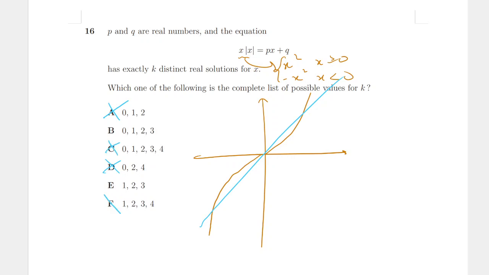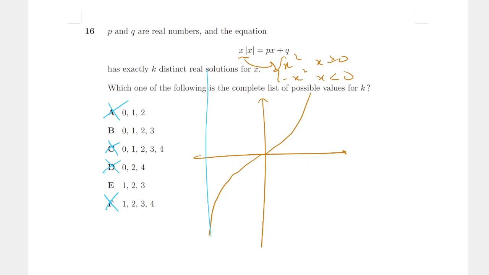How about 0? What's the best way to try to get 0? If you go with vertical lines, you're going to hit the quadratic somewhere. If you go with horizontal lines, it also hits the quadratic somewhere, because the domain and range are both the whole real line. So any vertical or horizontal line won't work.